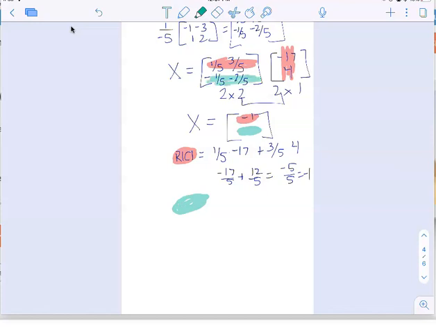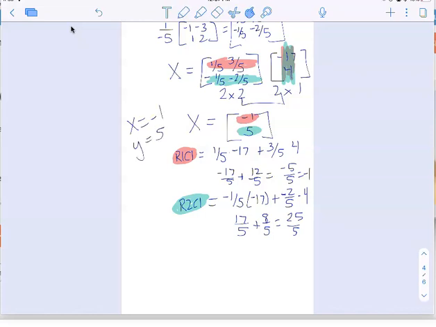And then let's see the next one. So row 2, column 1. So we have negative 1/5 times negative 17 plus negative 2/5 times 4. So we have 17/5 plus 8/5. So 25/5, or 5. So we have our answer, x equals negative 1, y equals 5.